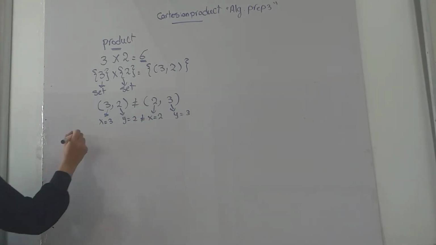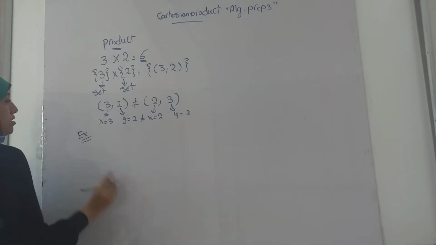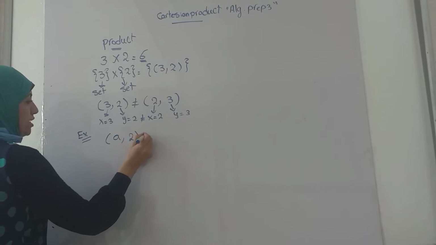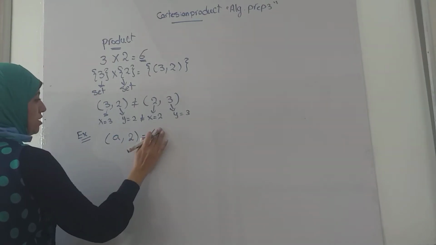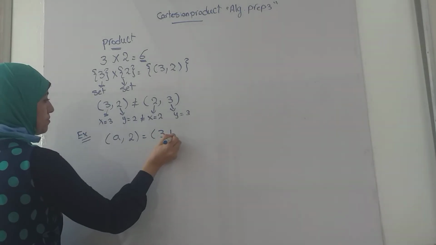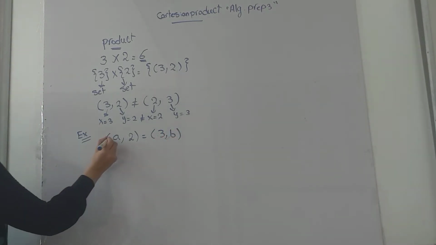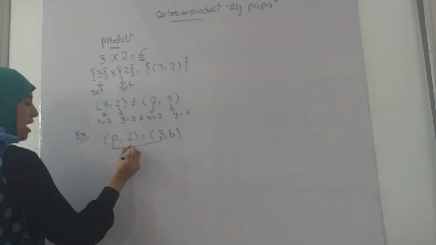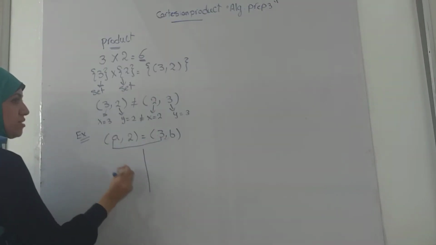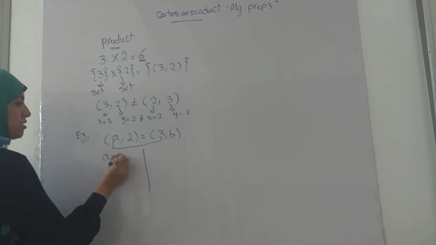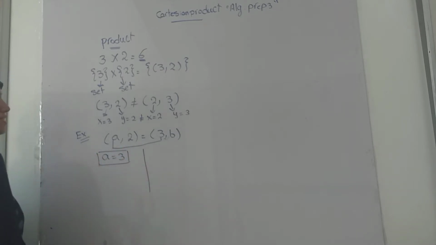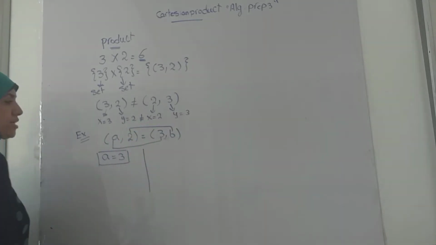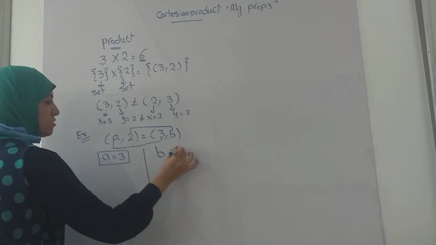Fine. Let's take an example on ordered pair. If I have (A, B) equals (3, 2). Where is the first projection? The first projection for x here is called A, and the first projection here is 3. So A equals 3. Where is the second projection? The second projection is B, and the second here is 2. So B equals 2.